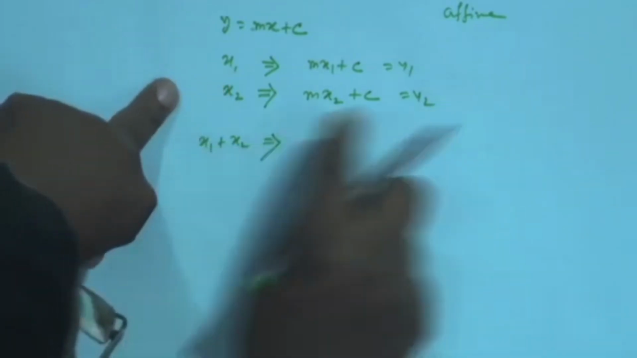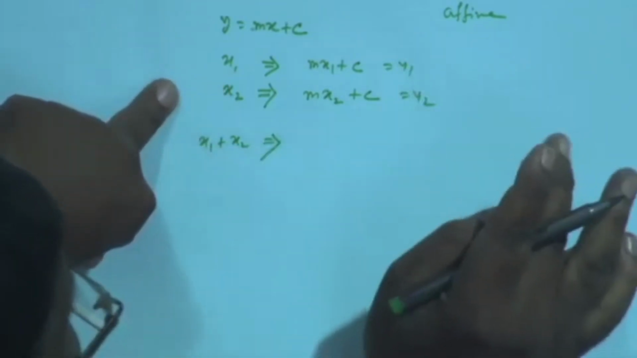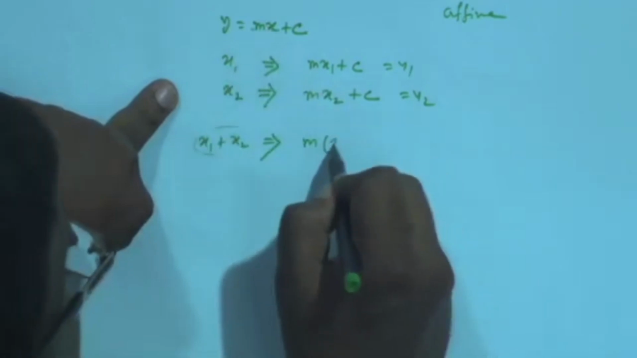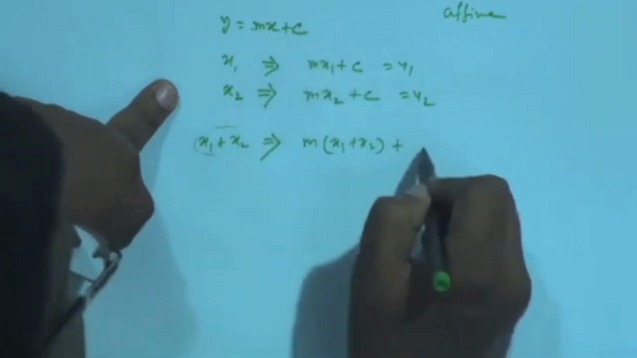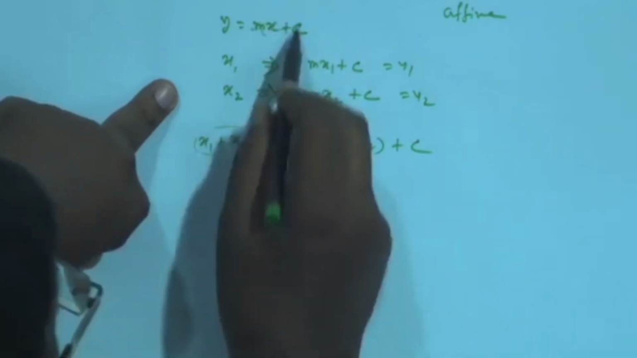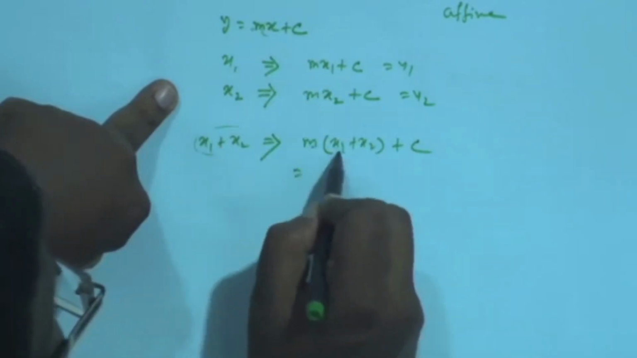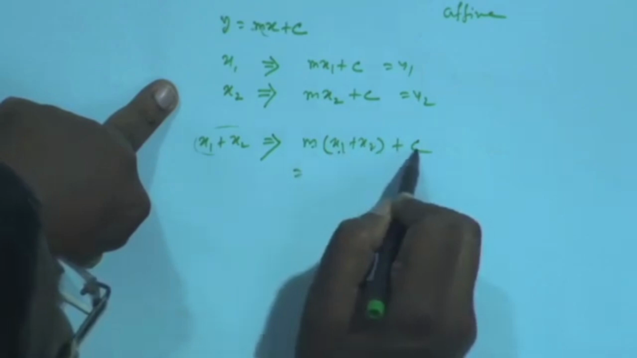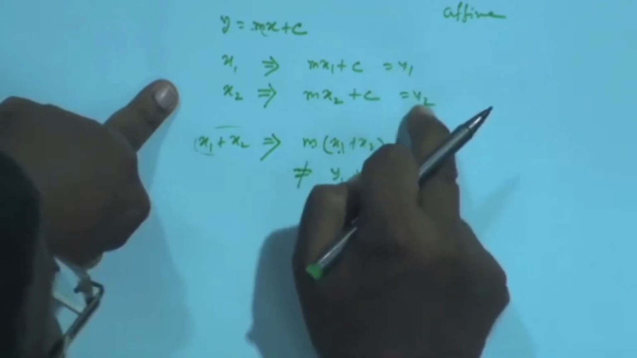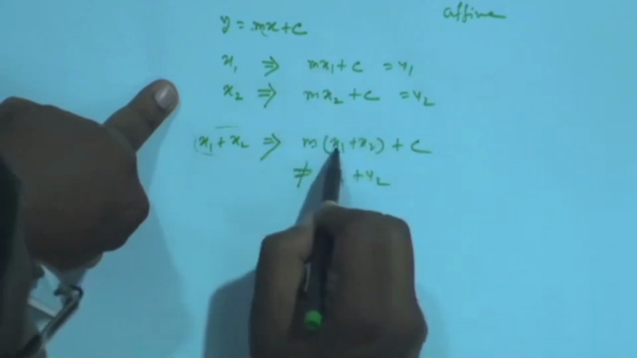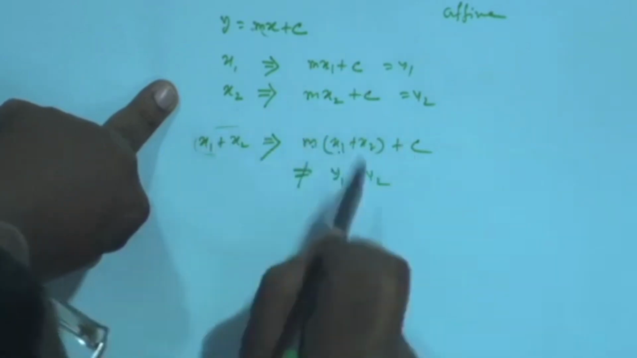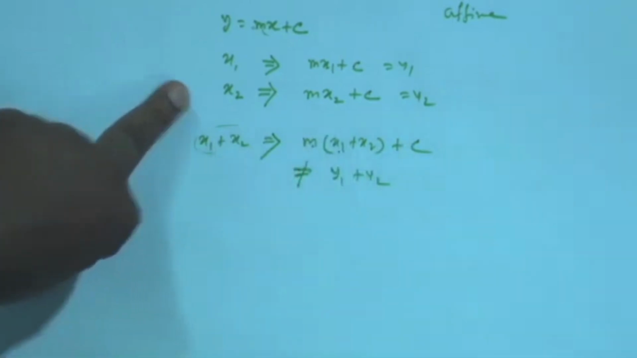If I give x1 plus x2, the output should be y1 plus y2 if linear. But now the output will be m into the input x1 plus x2, plus c, which is mx1 plus mx2 plus c. This is not the same as y1 plus y2, because y1 plus y2 has mx1, mx2, but you have got 2c, while here you have got only 1c. So it is not strictly linear. Okay, this is very interesting.